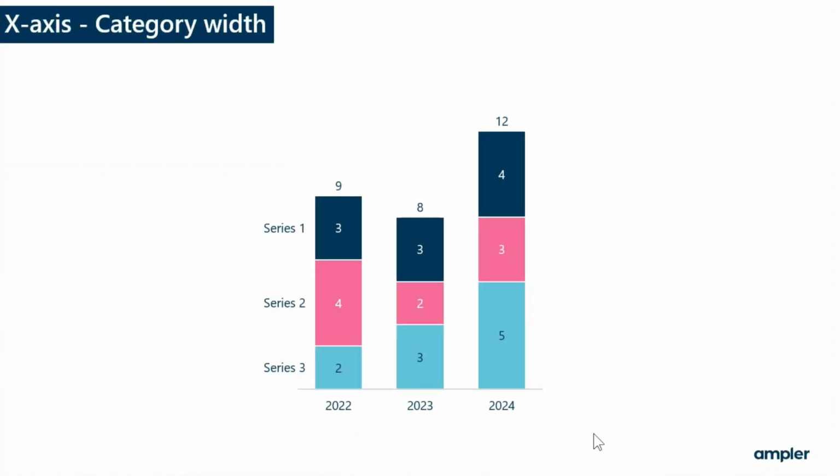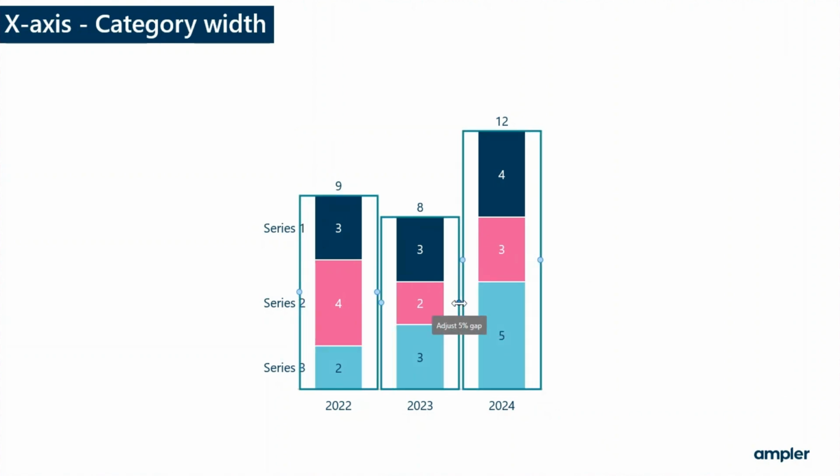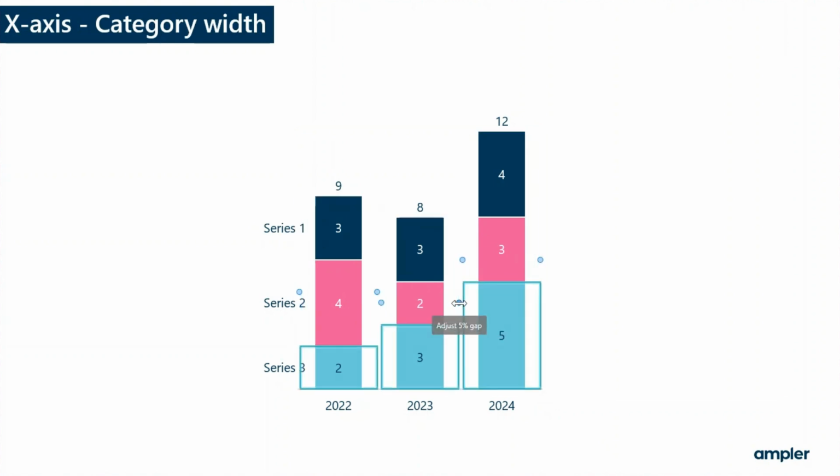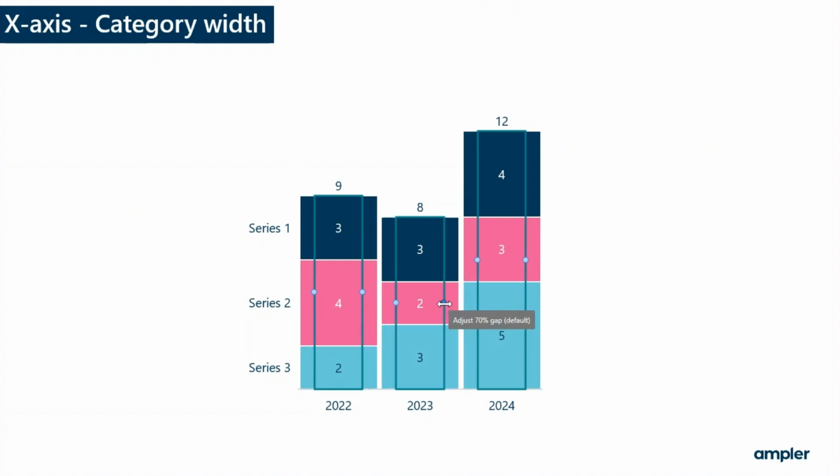You can also change the category's width on a chart. Select one of the category segments and pull the handle on the frame of the segment. Drag to the desired gap and release. To reset, simply repeat the steps and set the gap at 70%, which is the default setting.